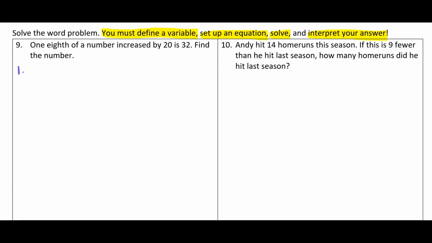The first thing we're going to do is define our variable. In this case, it usually comes from what they're asking us to do. If you look back at this problem, they are asking us to find the number. So that's what we don't know. We don't know our number. So our variable is going to be any letter you want. It doesn't tell you what letter to pick. So I'm going to pick x. So x is going to be the number I'm trying to find.